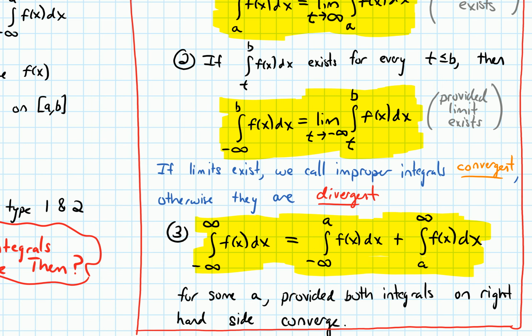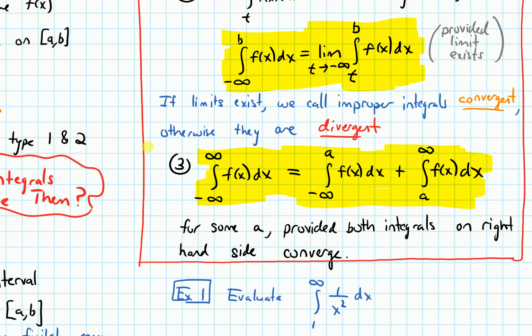When we split up this integral in this way, we could pick any value for a that we want. As long as both of these integrals on the right-hand side converge, then the integral on the left, that goes from negative infinity to positive infinity, will also converge. I'll mention this again at some point in one of the videos. But if either one of the integrals on the right-hand side diverges, then the one on the left diverges as well.